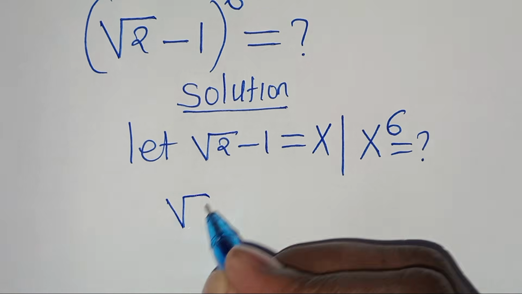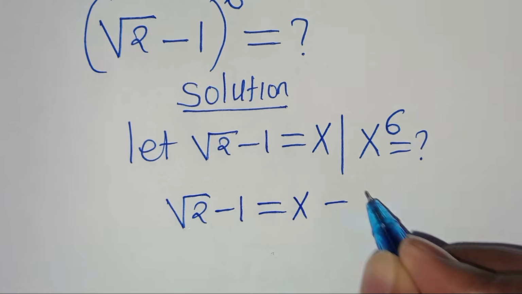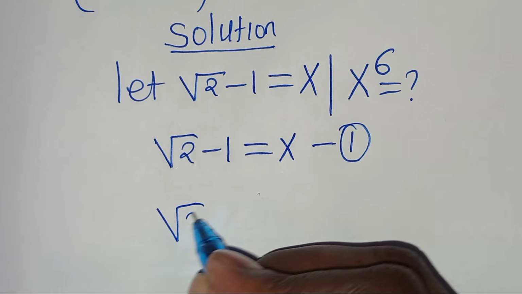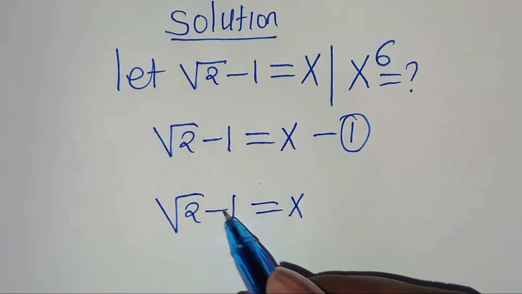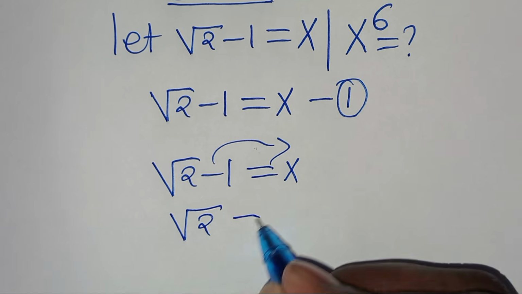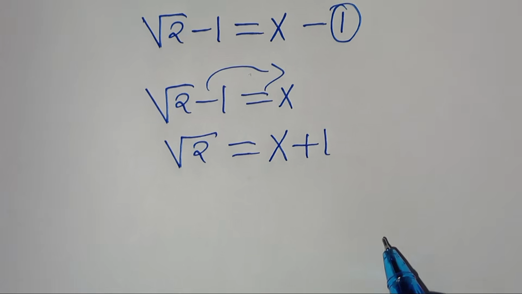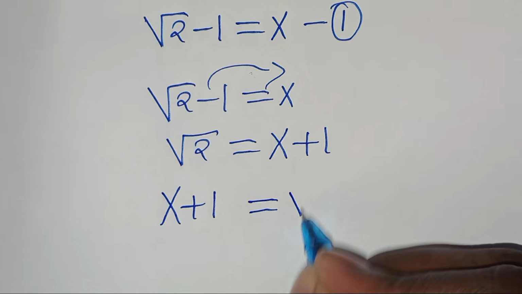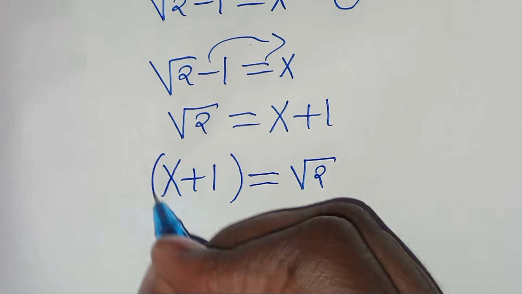So we have square root of 2 minus 1, this is equal to x. Let's call this equation 1. Now, let's take minus 1 to the right hand side so that we have square root of 2 equal to x plus 1. So now we have x plus 1 equal to square root of 2. The first step is to square on both sides.